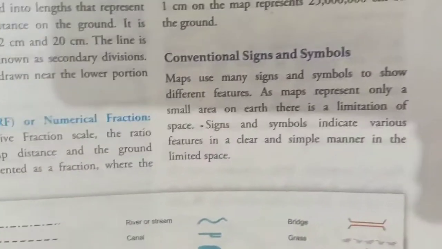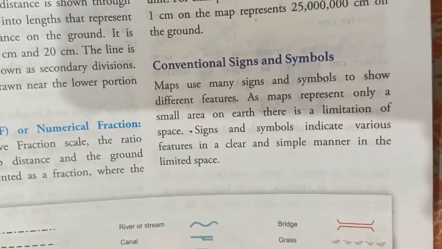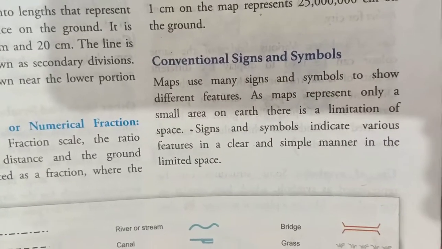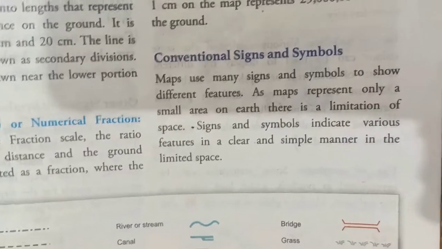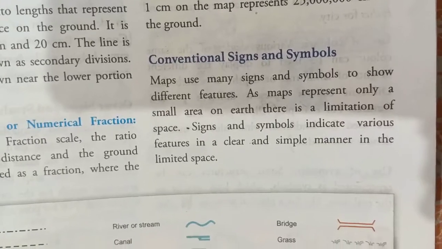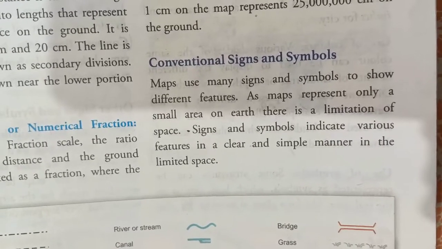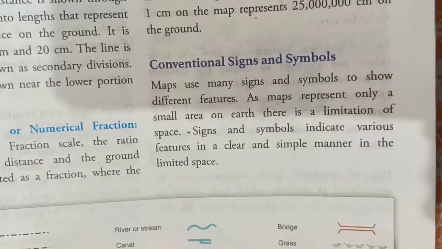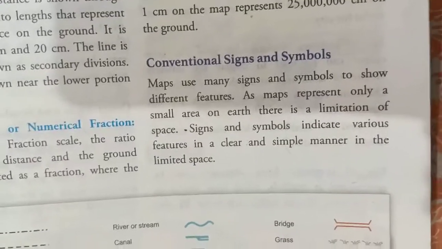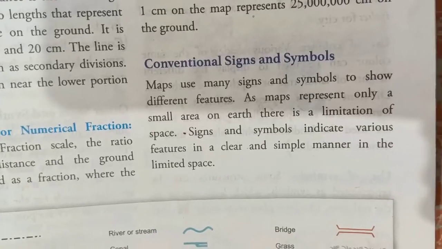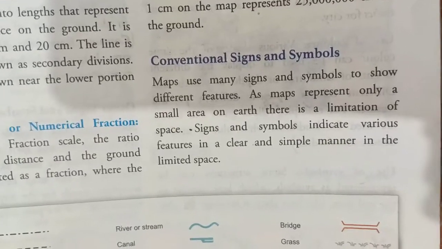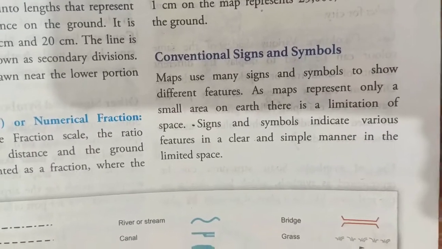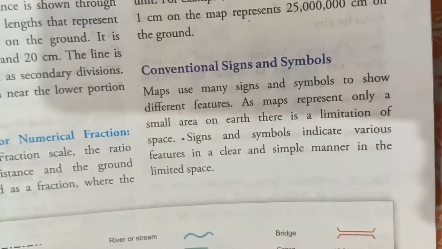Okay, now let us move to the next heading, and that is conventional signs and symbols. Now children, the maps use many signs and symbols in order to show the various features. Now, as we know that the maps represent only a small area on earth, as there is a limitation of space. Now the signs and the symbols indicate the various features in a map in a very simple manner and in a very clear way, because of the limited space which is available on the map.